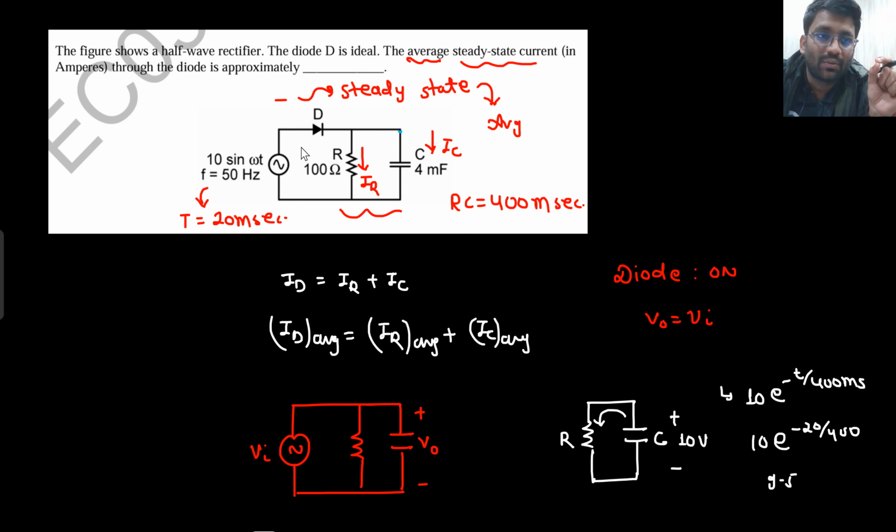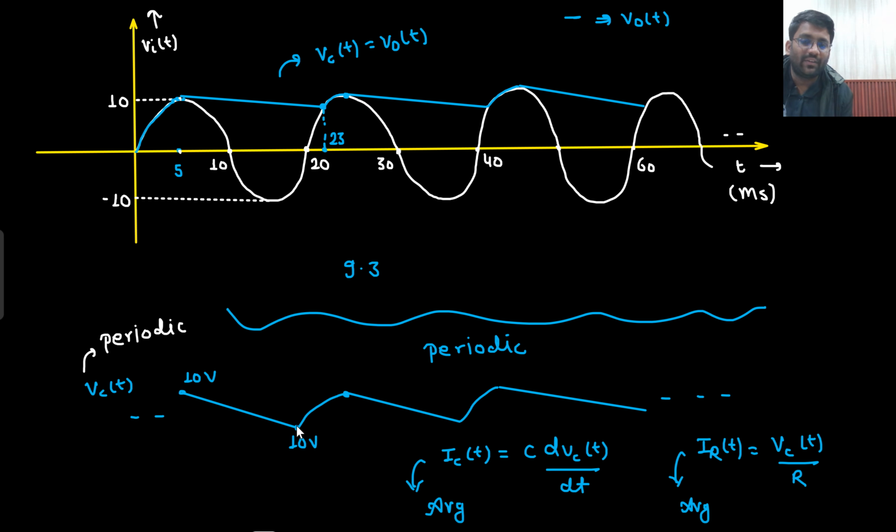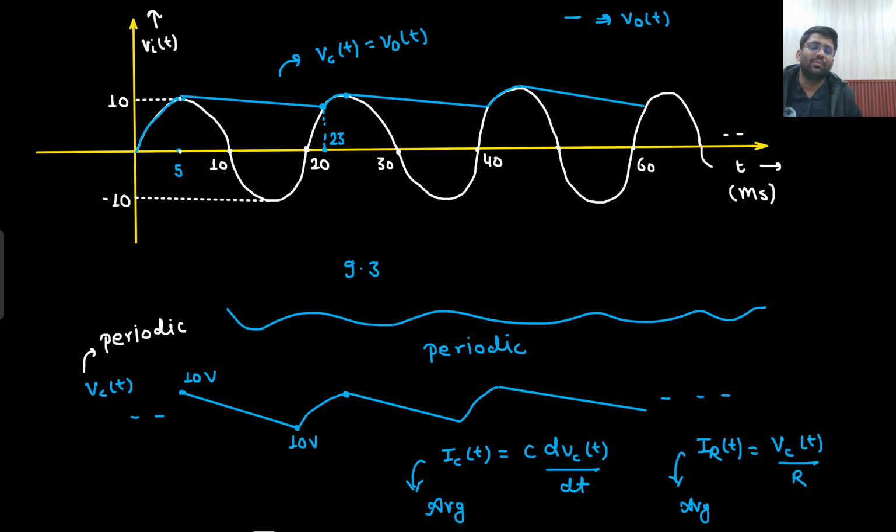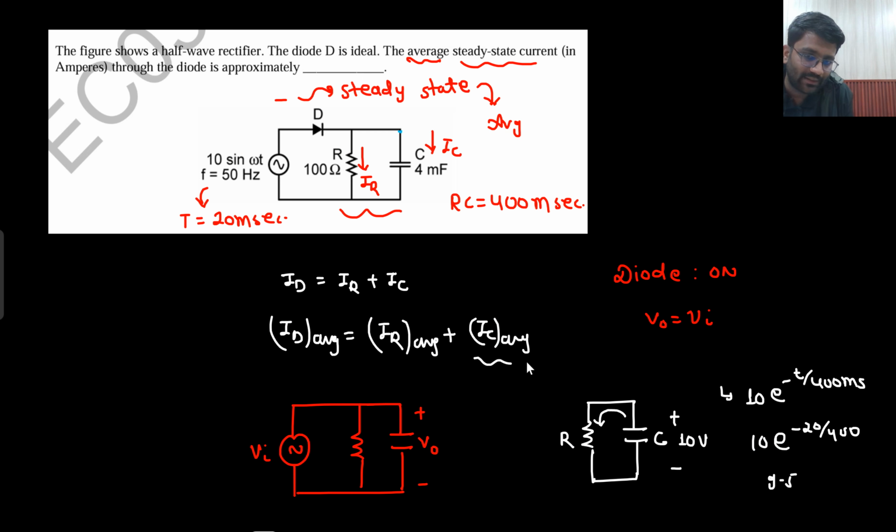Current is not 0. What will be the current? Current will be simply the differentiation of this multiplied with C. So how can you say it is 0? But if you take its average, that would come out to be 0. So what you understand here is that this value has come out to be 0.